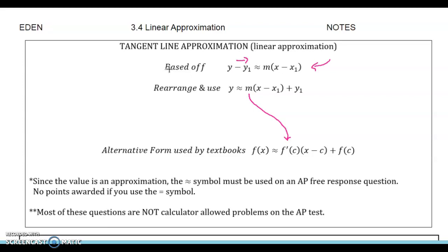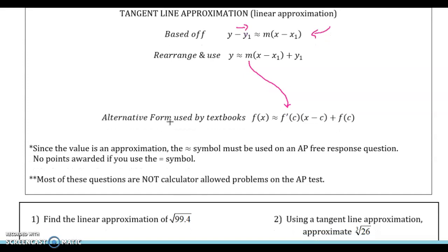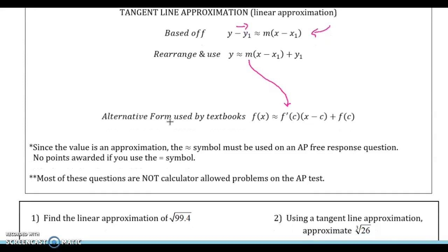It's just a format. Since the value is an approximation, the approximately equal to symbol must be used in an AP free response question. If you write equals, then you won't get any point. And this would be 1 point on a free response, if that. Most of these questions are not calculator allowed because they want you to use this tangent line equation to get their value, okay? So we're not finding the exact value, we're just using an approximation of the tangent line to get it.